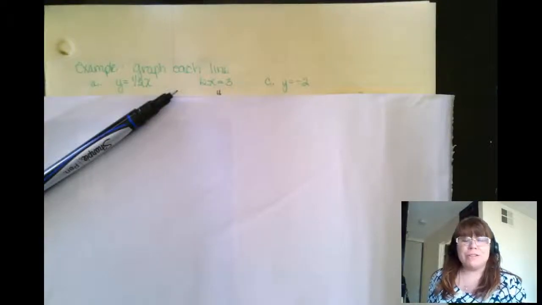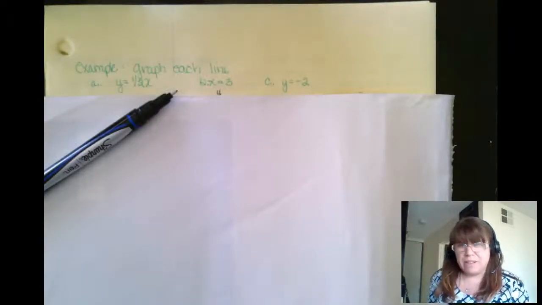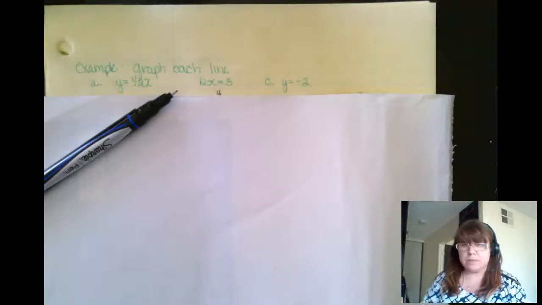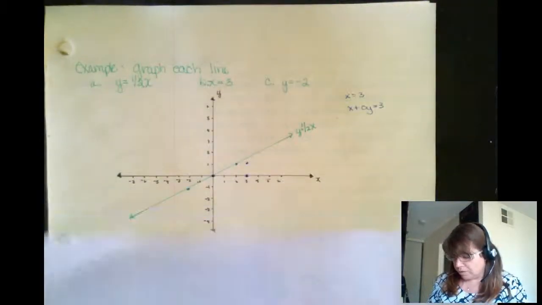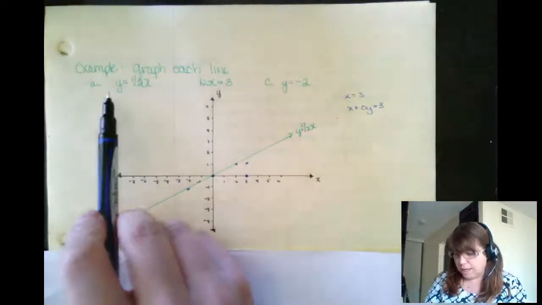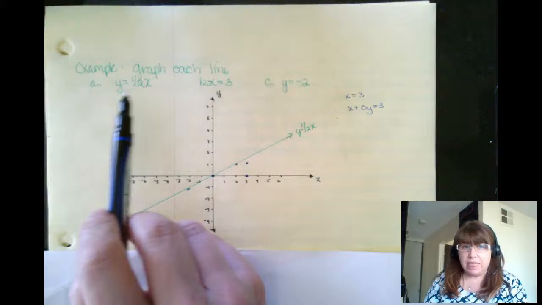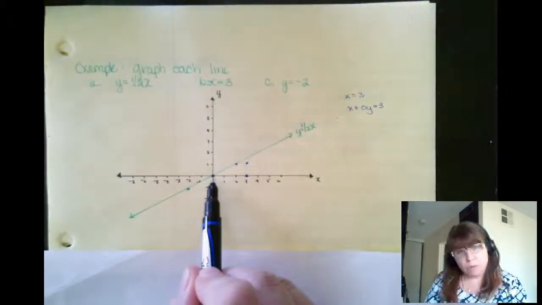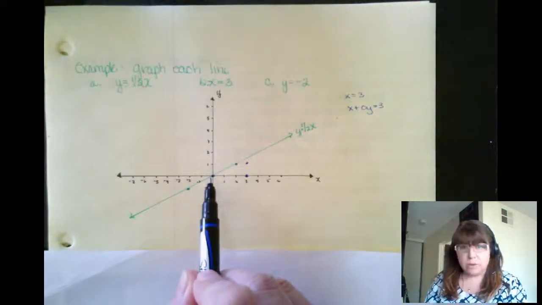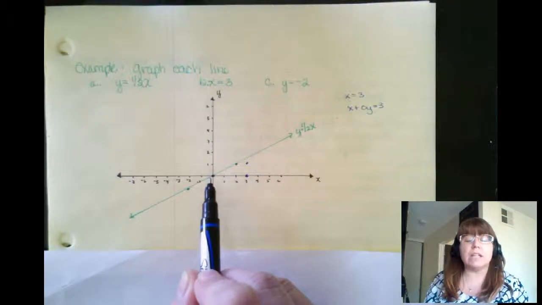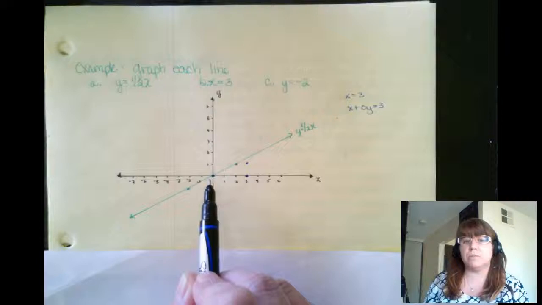Welcome to part 2 of lecture 3.3, graphing linear equations in two variables. I want to talk about a couple of special lines, and I've already plotted one of them: y equals 1/2 x. This is very special because it goes through the origin. It is a line that goes through the origin. That's why this line is special.